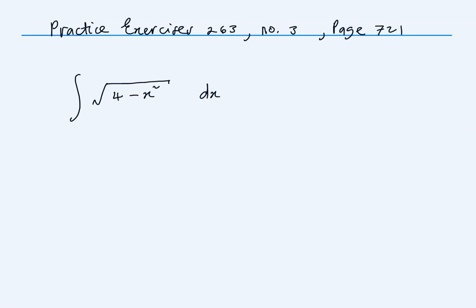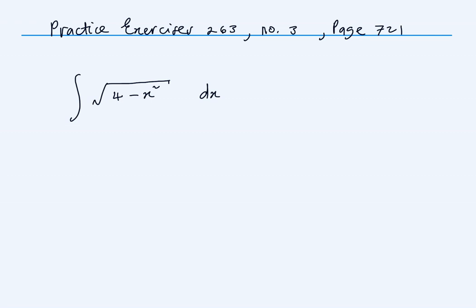In this video, we are going to discuss the solution of one of the exercises in the John Bird textbook, Understanding Engineering Mathematics. So we're looking at practice exercise 263, number 3, on page 721. In this exercise, we are given the following integral, and we have to evaluate it. We have the integral of the square root of 4 minus x squared with respect to x. So we have to find the solution of this integral.